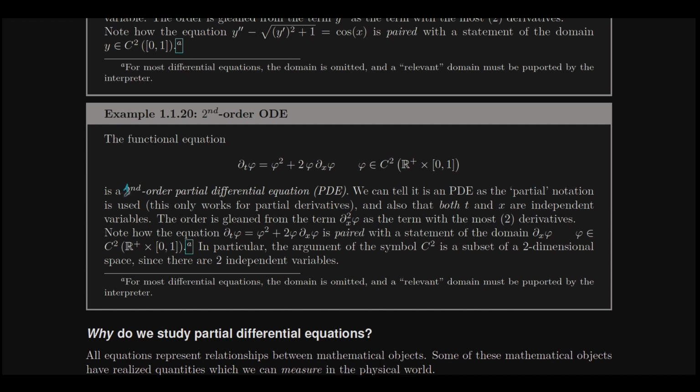This is a first order partial differential equation, because if we look at the total power of derivatives here, the total power of derivatives is only 1.